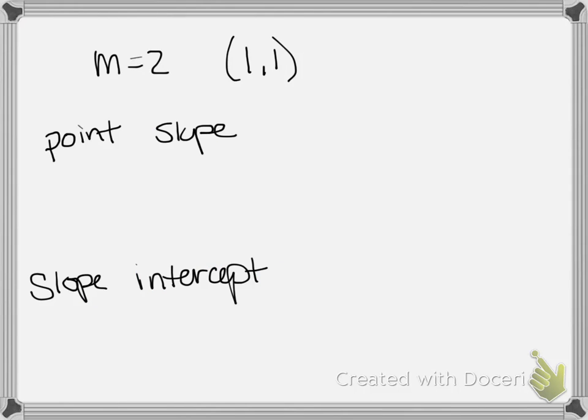Okay, so if m equals 2 and my point is 1, 1, I have my slope because that's what my m stands for, so I just need to plug all this stuff into my point slope equation. So I'm going to get y minus, since this is x1, y1, I'm going to plug them in. So y minus 1 equals my slope times x minus my x1, which is 1.